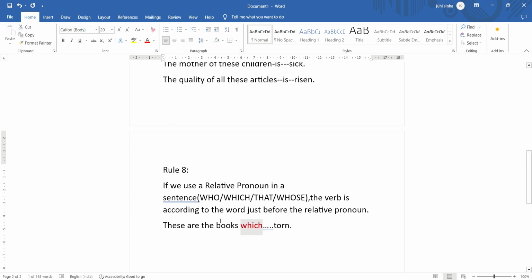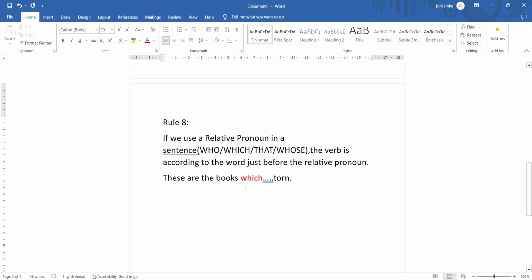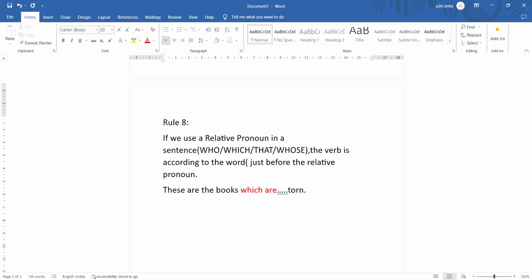So, what did I say? If we use a relative pronoun in a sentence, the verb is according to the word just before the relative pronoun. So, what is the word just before the relative pronoun? It is books. So, what will be my answer? According to books, it is are. Now, there is a particular name which is given to these words which come just before the relative pronoun. It is known as the antecedent.